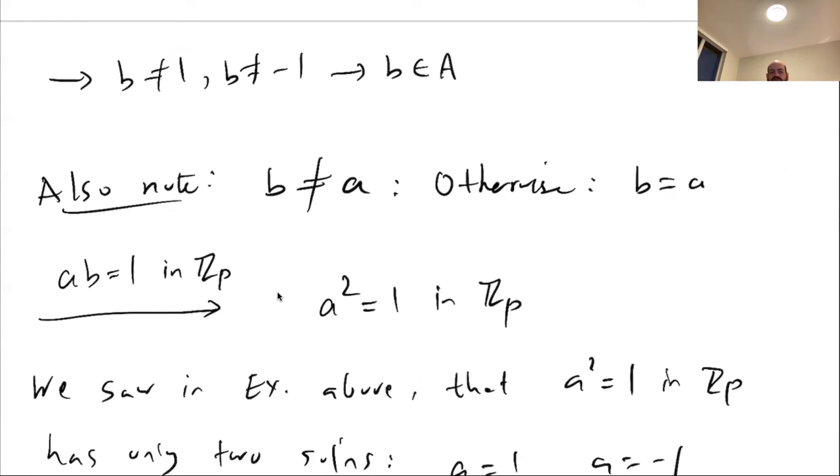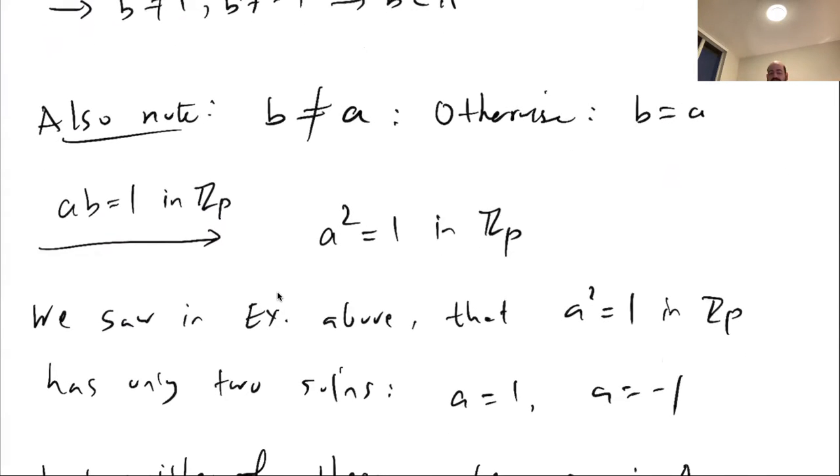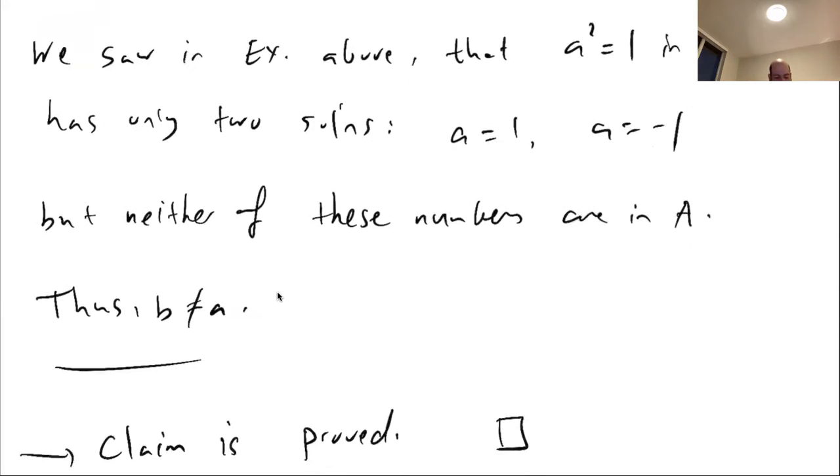And lastly, we have to show B is not equal to a. This is proof by contradiction. If B is equal to a and ab is 1, that means a squared is 1. But before the break, in part 1 of the lecture, we showed that a squared equals 1 has only two solutions, 1 and minus 1. Neither of these numbers is in capital A, but small a was in capital A. So that's a contradiction, which means B has to be not equal to a.